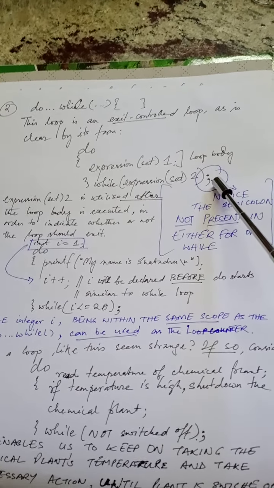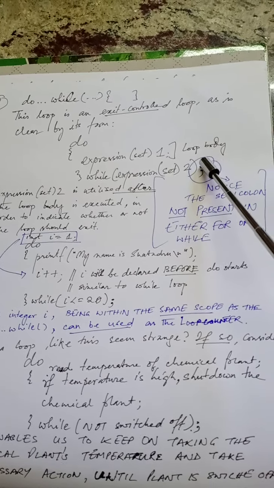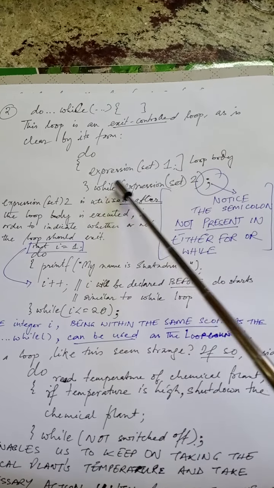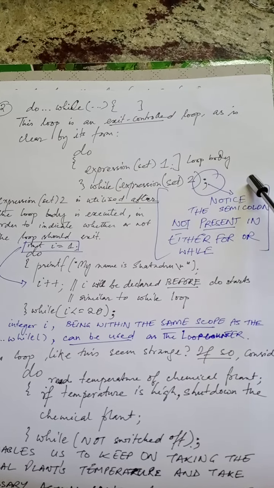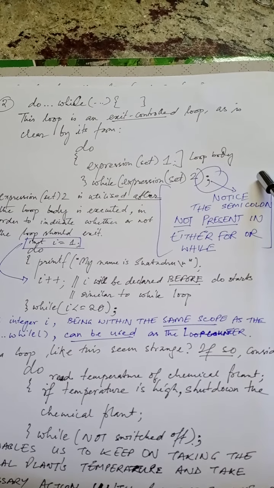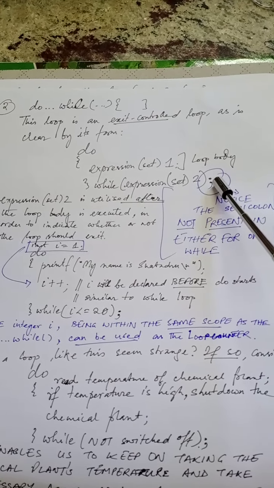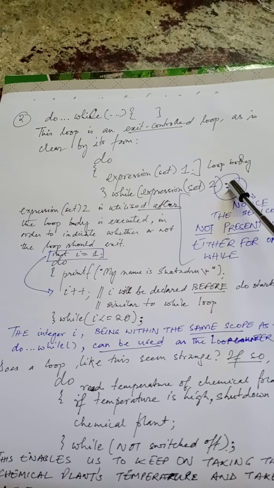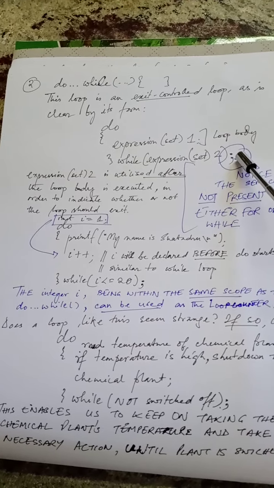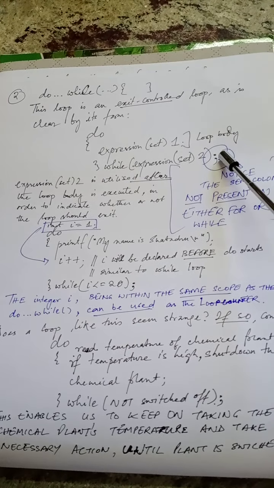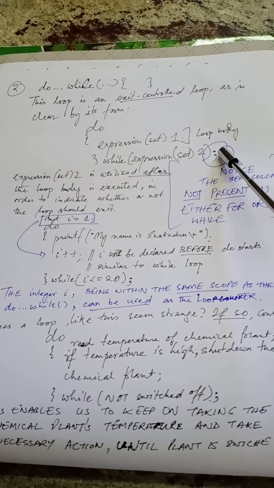And that is a syntactic necessity to distinguish the do while loop from the rest of the statements. This semicolon is provided. This is not necessary in case of for loop or while loop, so there is no syntax of putting a semicolon after the for loop or the while loop, right?